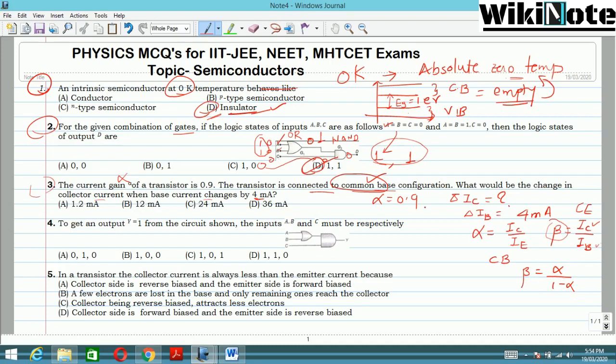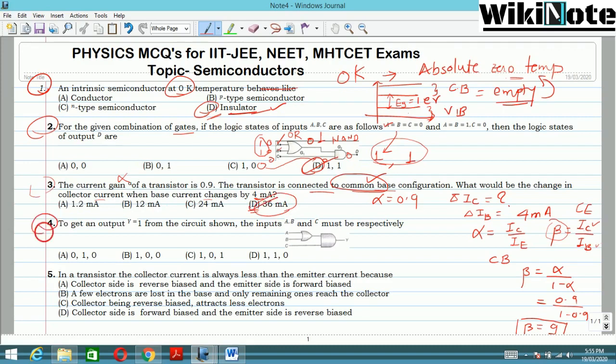What is the value of alpha? It is 0.9. So beta is 0.9 divided by 1 minus 0.9, which is 0.9 divided by 0.1, and its value comes equal to 9. So that is the value of beta. And if you look at this formula now, I know the change in base current, delta IB. I have to calculate delta IC. Beta I know is 9, so 9 into 4 is 36. So 36 milliampere is going to be your answer. Hope you have understood what I have done over here.